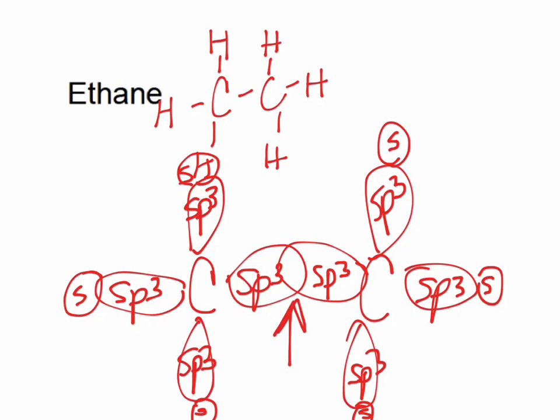So this bond right here, this overlapping of the sp3s, is our sigma bond. We have an overlapping here of our s and our sp3 from our hydrogens, and that is a sigma bond. So how many total sigma bonds do we have? Any single bond is a sigma bond. So we have 7 sigma bonds.